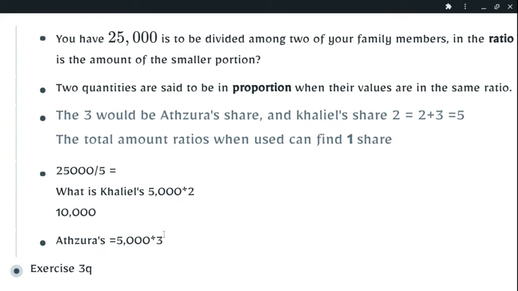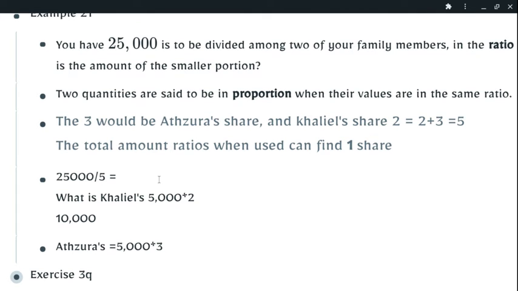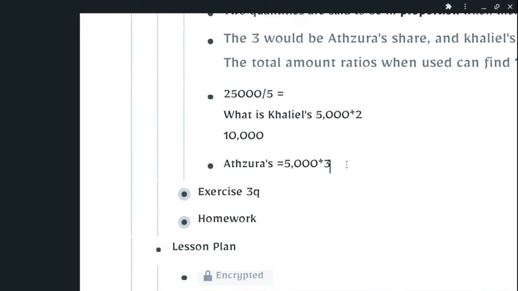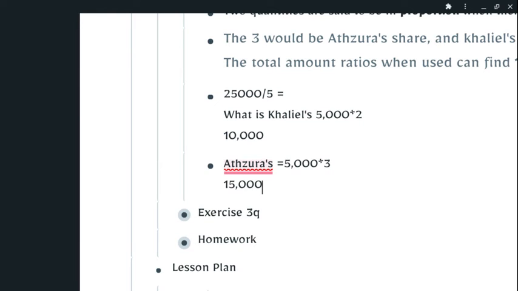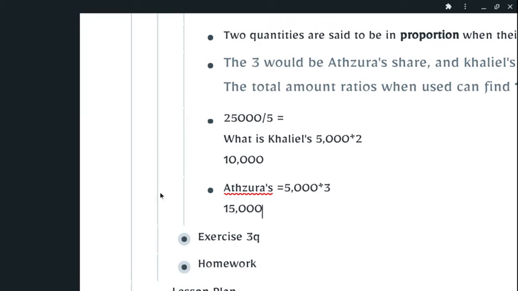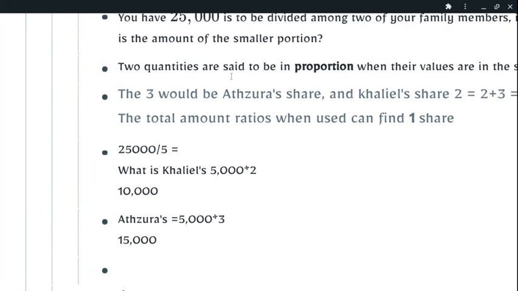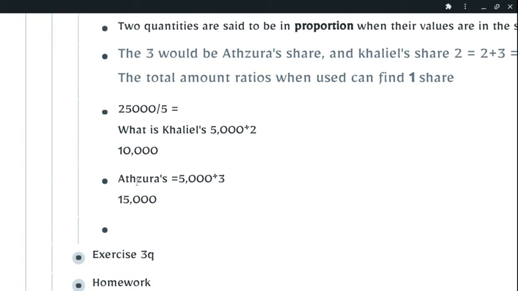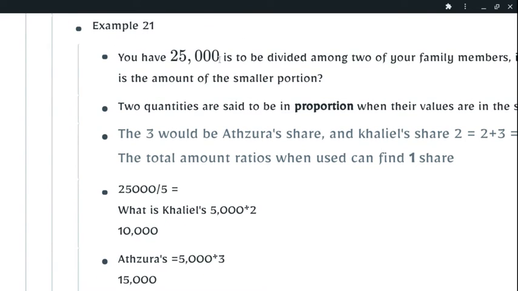5,000 multiplied by 3 would have been her share, and 5,000 multiplied by 2 would have been Khalil's. So which ratio is higher? Based on the values, her share is higher because she got 15,000, and that's proportion, right? When you add back both of these values, 10,000 plus 15,000 gives you 25,000. That was the value that the person gave both of you. So you have two values in accordance with what was given. It's proven to be true because when you add back the two shares, it gives you back the total amount of money you were to divide in the first place.